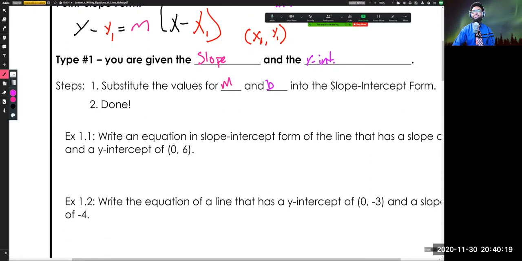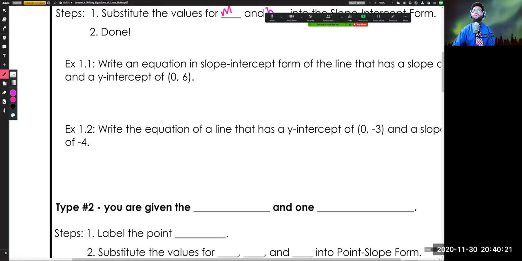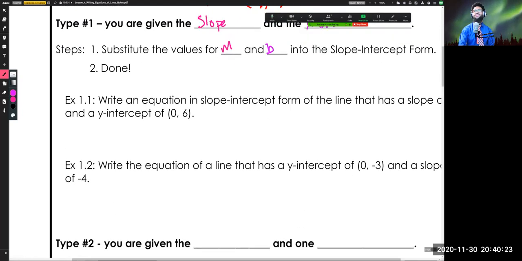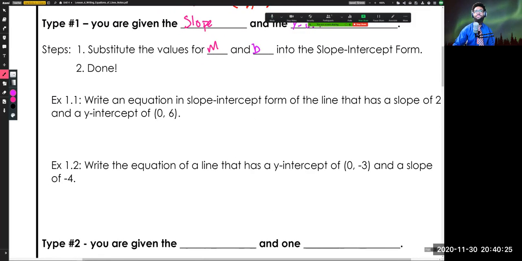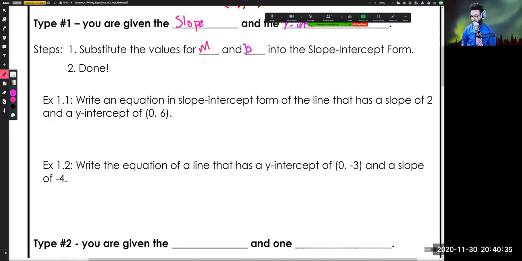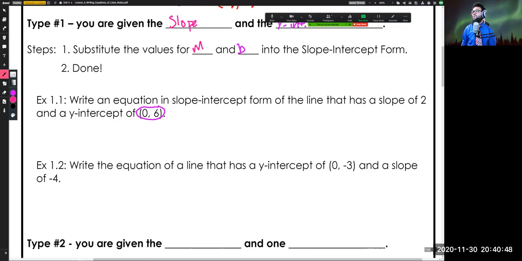So let's look at an example. I'm going to do the first one, and then you all will be able to do the second one. If you have questions, come ask them. All right, so it says, write an equation in slope-intercept form of the line that has a slope of 2 and a y-intercept of 6. So let's circle the things that we have. We have our y-intercept here, and then we have our slope of 2 over here.